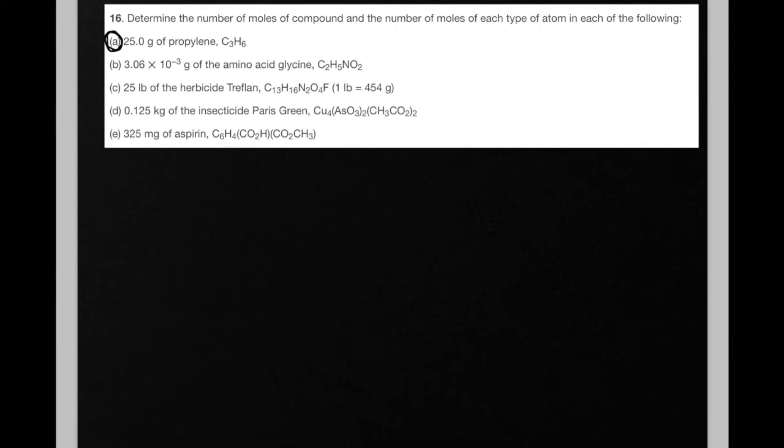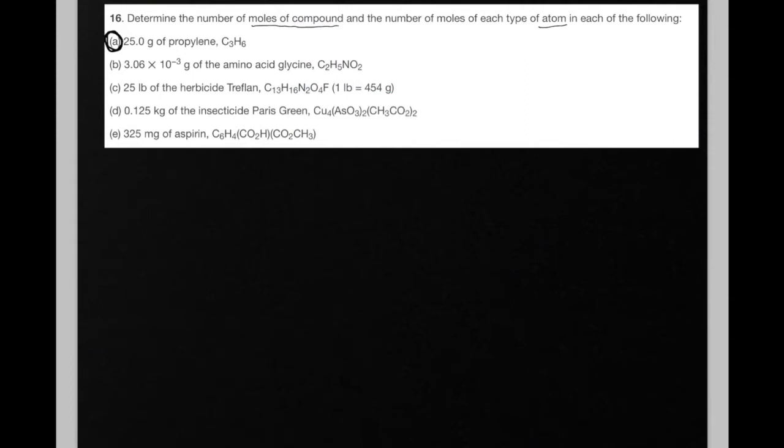I want to work OpenStax Chapter 3, number 16 here. We are supposed to calculate the number of moles of compound and the number of moles of each type of atom given these following substances. So in Part A, we're told about propylene.